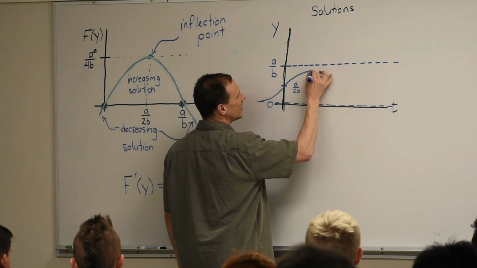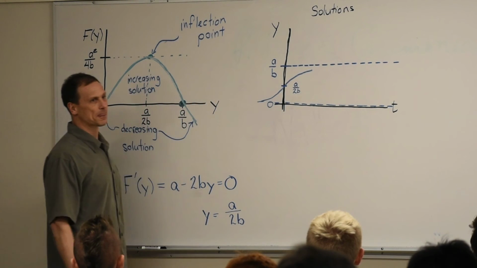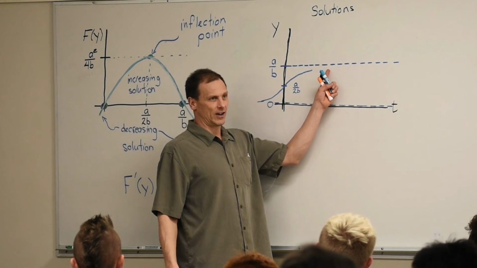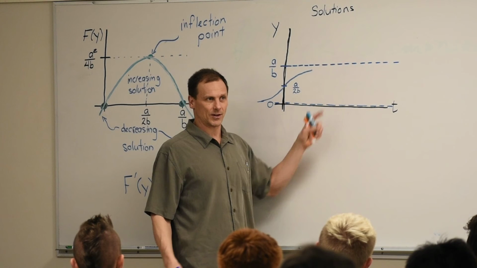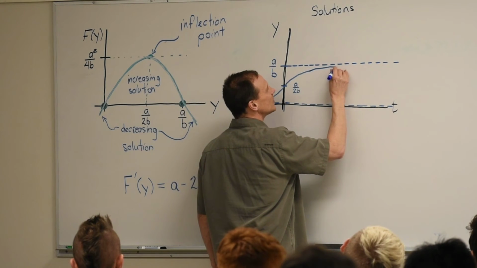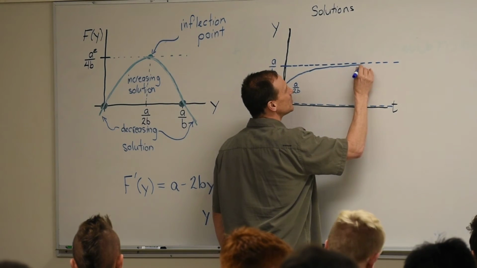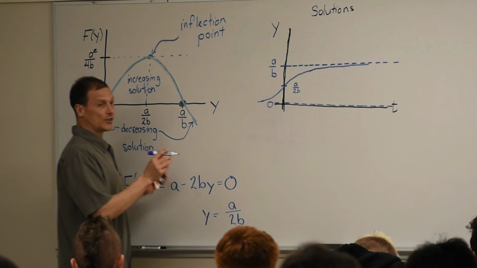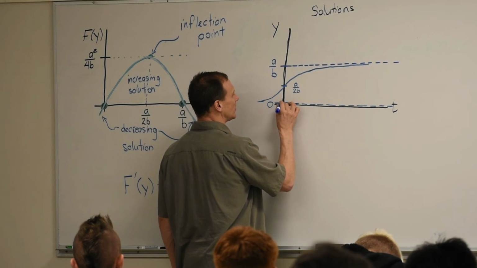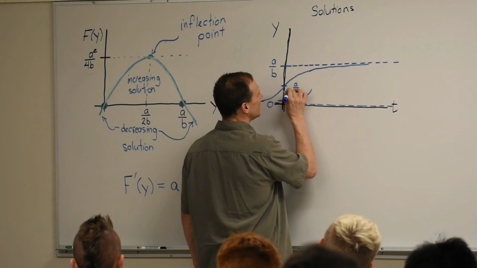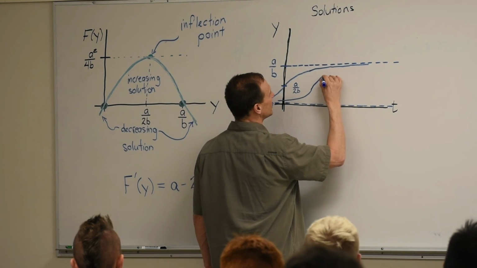Now, can it cross a over b? No, because then you have a derivative that has two values at the same place, and a derivative doesn't do that. It's a function, so it's still increasing, but it just gets really close. You could start it out further over here. Maybe my function starts like this, concave up. It's a over b. It's going to start going concave down.